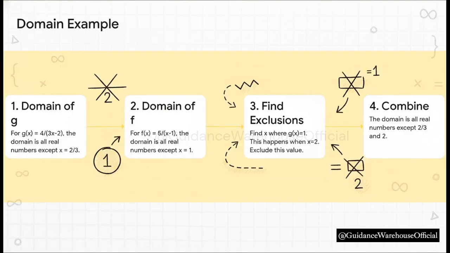Let's make this real with the example on the slide. Okay, step 1, we look at the inner function, g of x. We know we can't divide by 0, right? So 3x minus 2 can't be 0. That means x cannot be 2/3. That's our first banned number. Now, step 2, we look at the outer function, f of x. Its input can't be 1, but what is its input? It's the entire output of g of x. So in step 3, we have to figure out which x value would cause g of x to equal 1 because that value is also forbidden. We solve that equation and find that x equals 2 is the culprit. So putting it all together, our final domain is all real numbers except for 2/3 and 2.